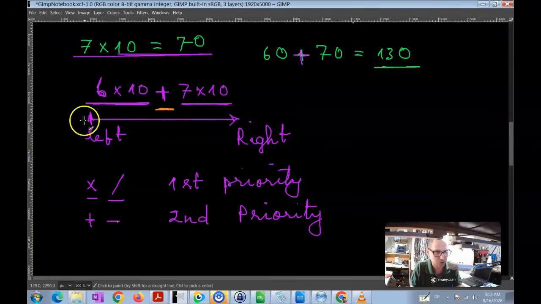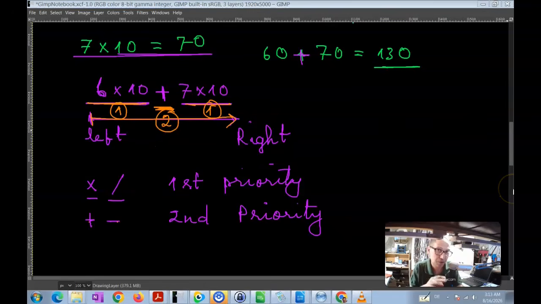Which means that you start from left to right. First you will do this one and this one, and once you have done these two, then you will do this second operation over here. And of course you can imagine that you have to write your expressions based on the same rules, meaning that these priorities and left to right have to be taken into consideration when you want to write your own expression.